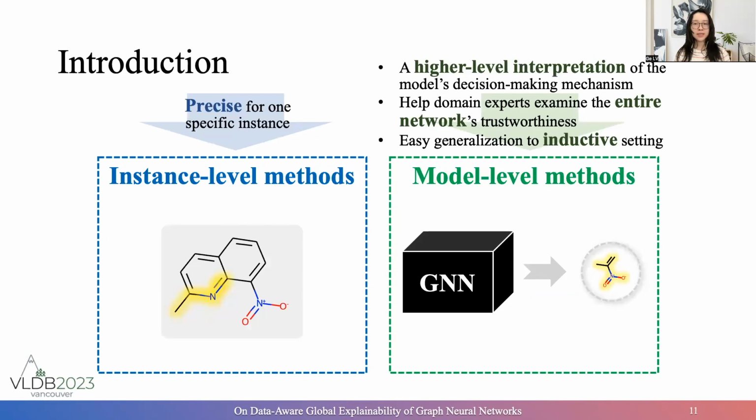Existing methods can be categorized into two groups. Local explainability stands for instance-level methods, which explain a target prediction on a specific instance. The other group is global explainability, which corresponds to model-level methods. Global explainers provide a higher-level interpretation of the model's behavior, and they also provide easy generalization to an inductive setting, which is the nature of many GNN applications. In this work, we focus on model-level explanation to understand GNNs from a global view.